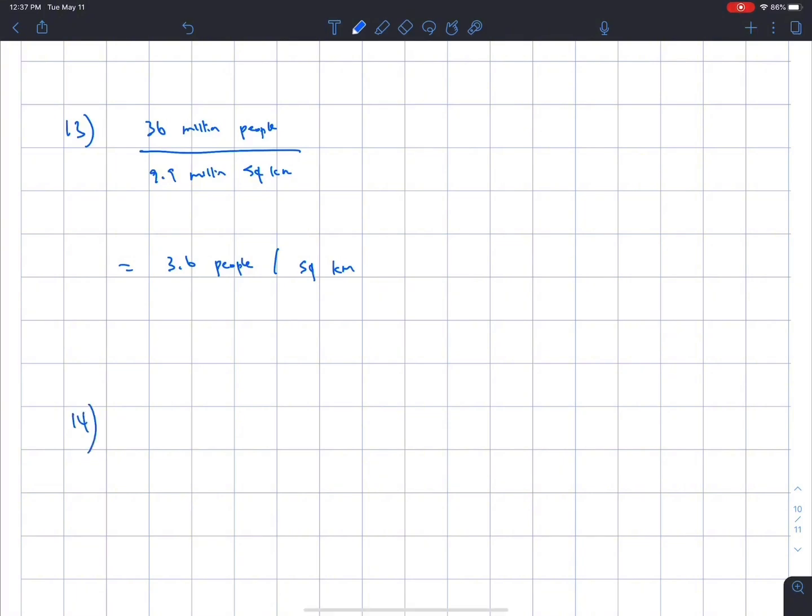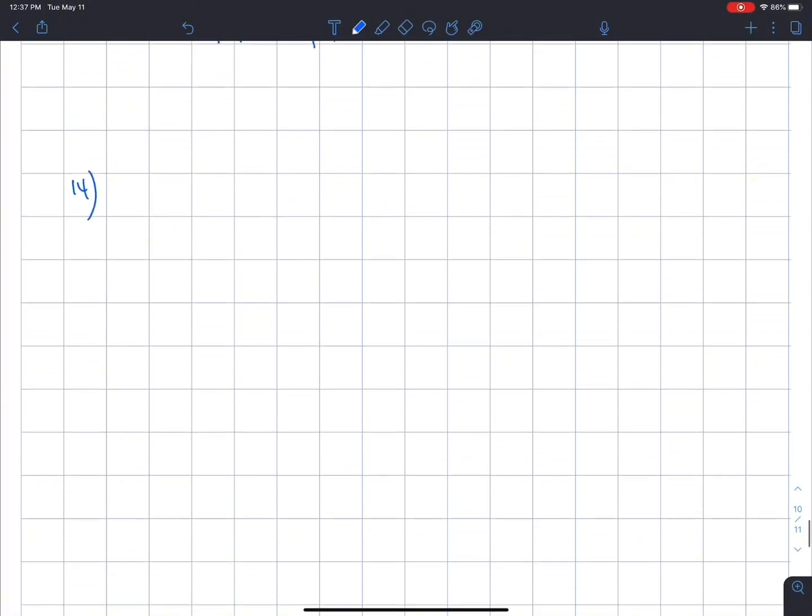14. On July 9th, 2016, it cost 3,600 Canadian dollars to buy 2,500 euros. What is the exchange rate of Canadian dollar to euro? So that's 3,600 Canadian dollars to 2,500 euros. And cross out a 0 and then just simplify that. We get 1.44. So that's 1.44 Canadian dollars per euro.